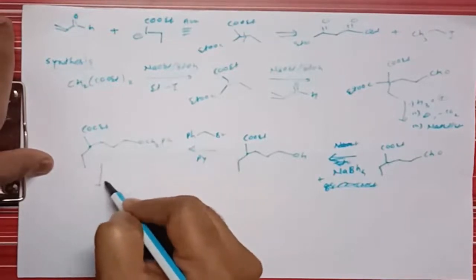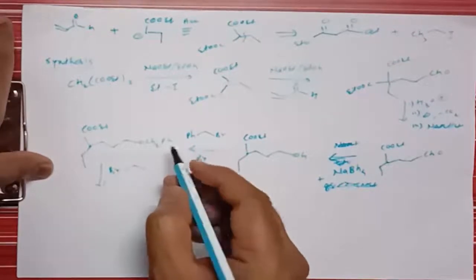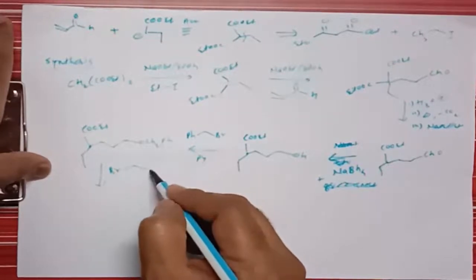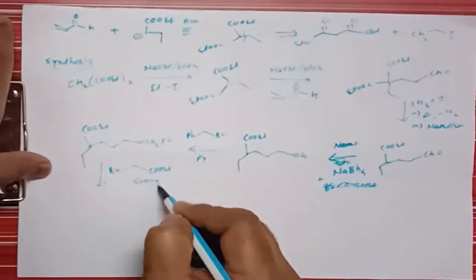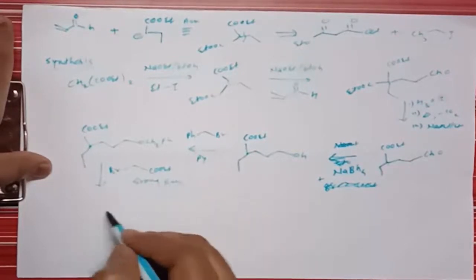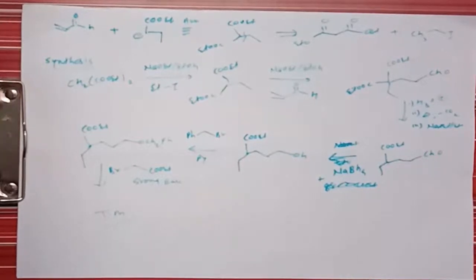And then finally we can treat this molecule with such type of bromoester in presence of strong base, then it gives formation of a target molecule, right? So this is the simple synthetic route for the synthesis of such type of target molecules.